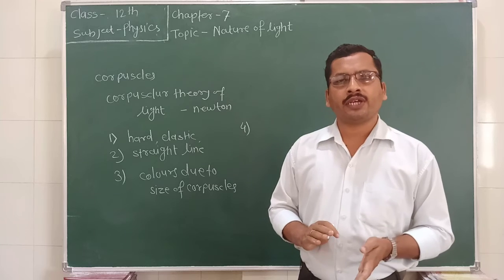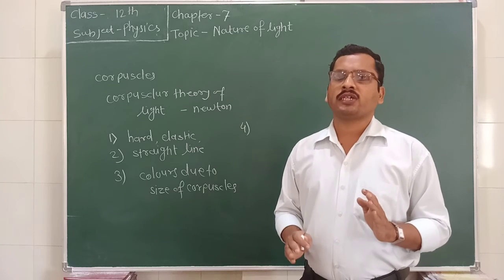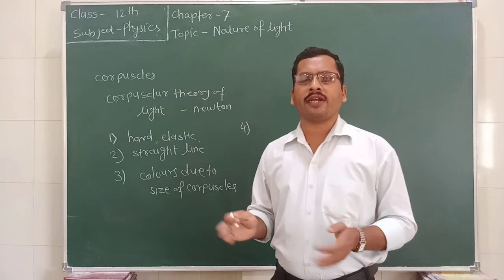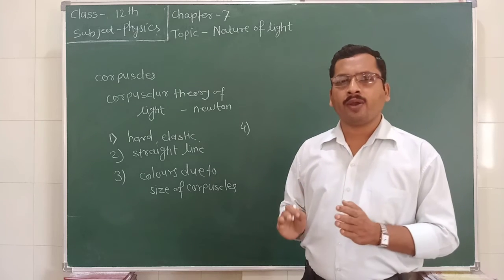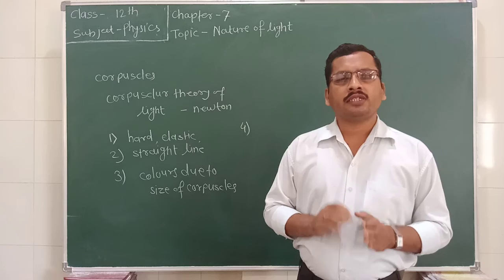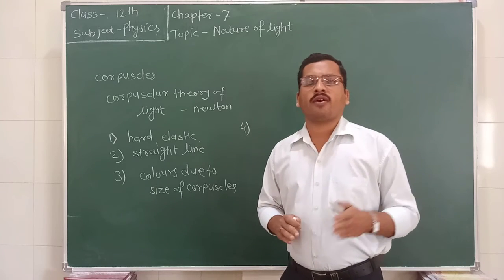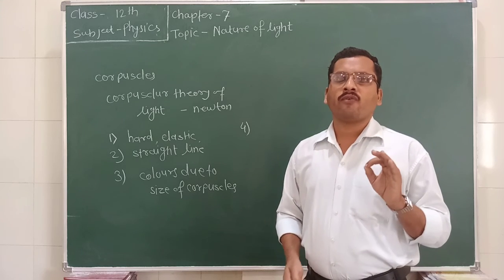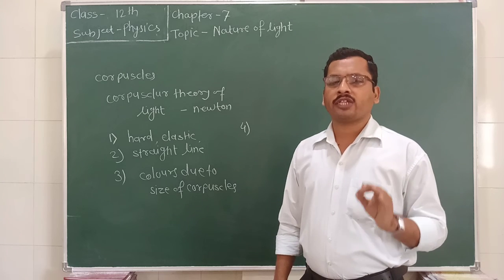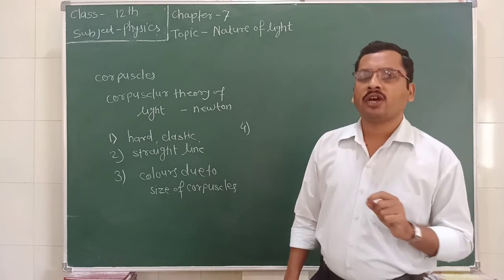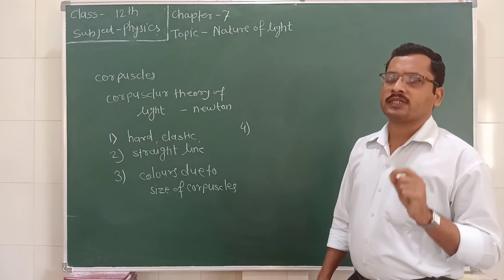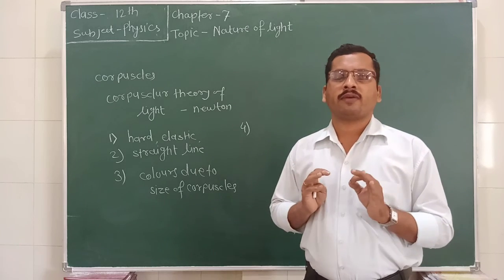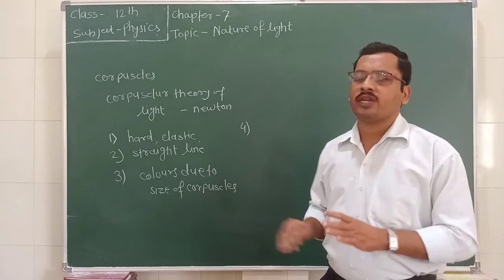The branch of optics which uses wave phenomena to explain light phenomena is called wave optics. The branch of optics in which we use the wave structure to explain light phenomena is called wave optics, and in this chapter we are going to discuss some properties and basic concepts related to the wave nature of light.